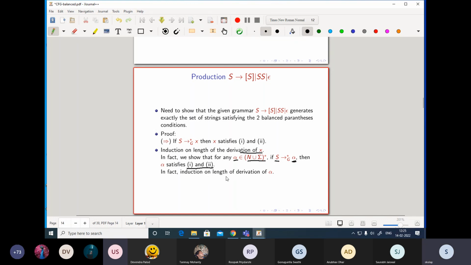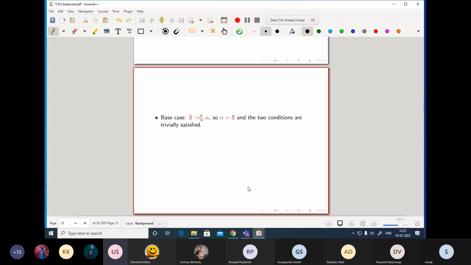And therefore, we will actually be inducting on the length of the derivation of alpha. And in a special case, when alpha is a sentence, we will have shown that any sentence that is derived from S also satisfies 1 and 2. So in the base case, in 0 steps, if S derives alpha, that means that alpha is equal to S, and then trivially the two conditions hold. There are no left and right brackets, there is only one non-terminal symbol, so trivially it holds.